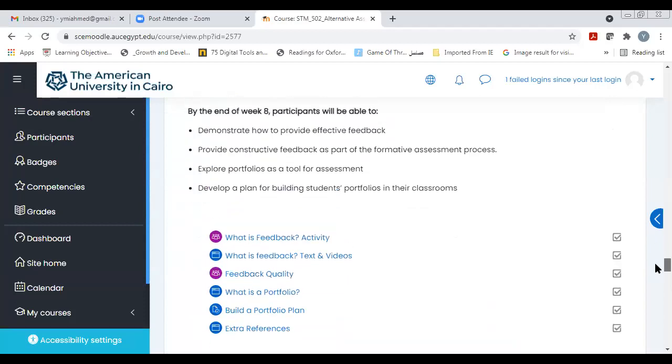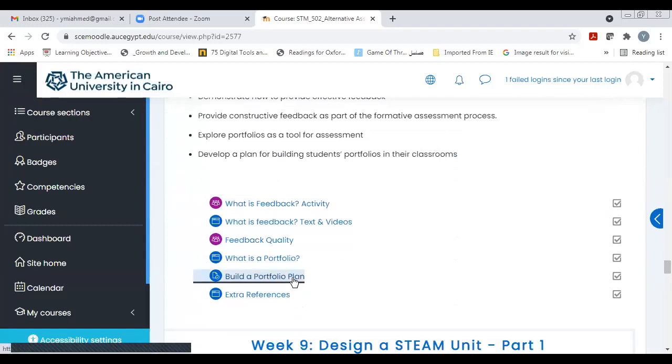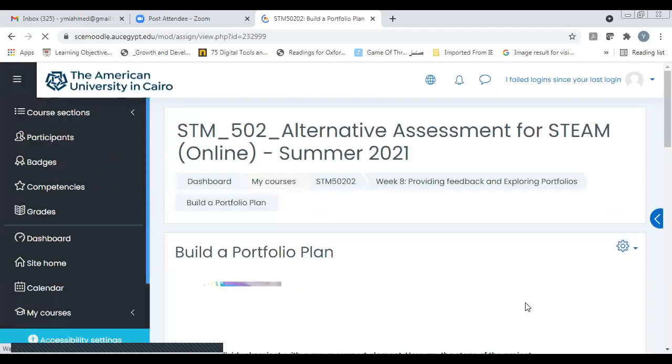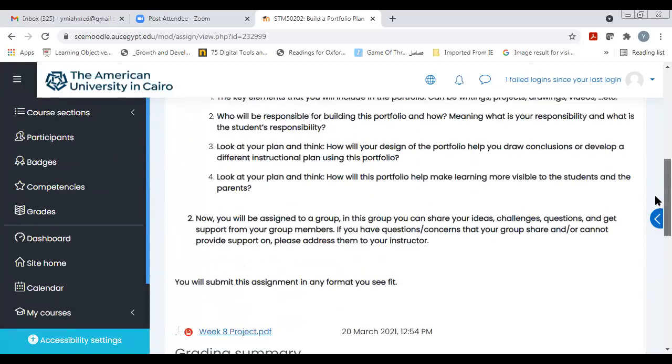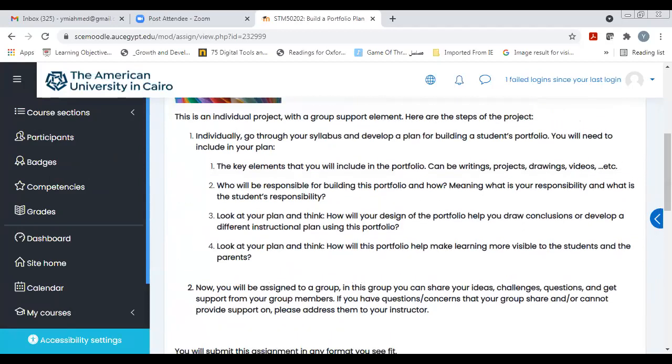which is actually the last task before you get started on the projects, which has to do with building a portfolio plan. So if you're already there, I'd like you to check out the week 8 project that has to do with the portfolio plan. And then I'll share with you a sample from previous classes about what some have done.